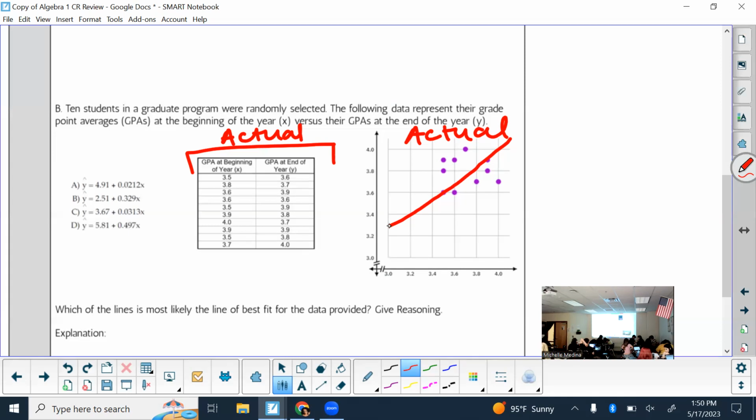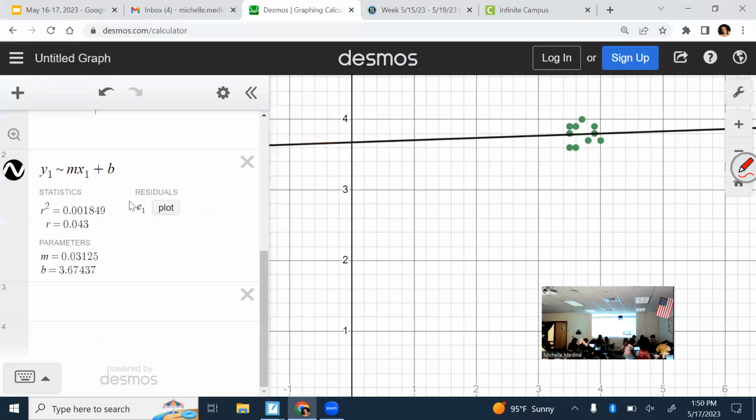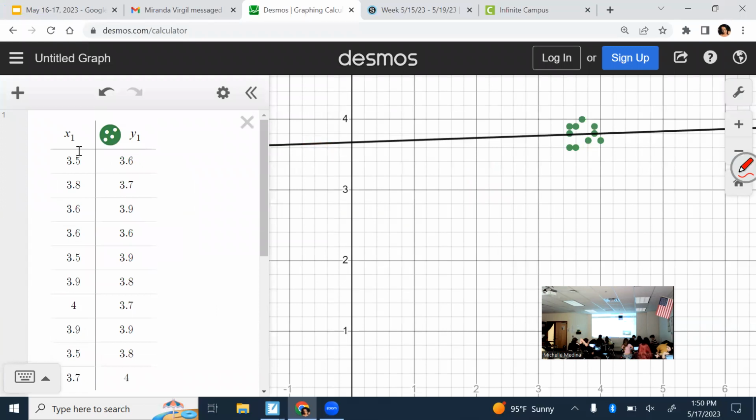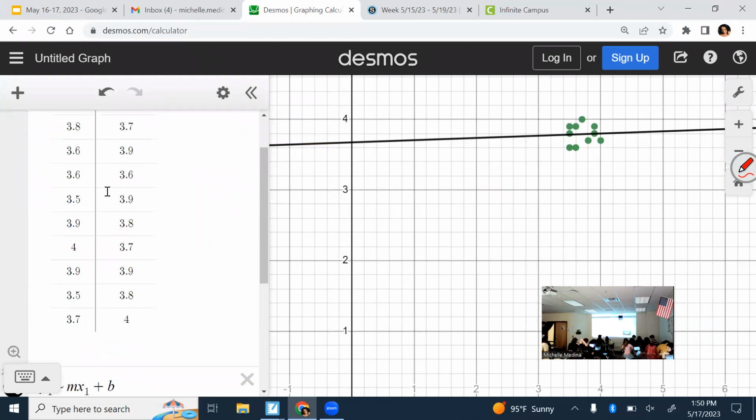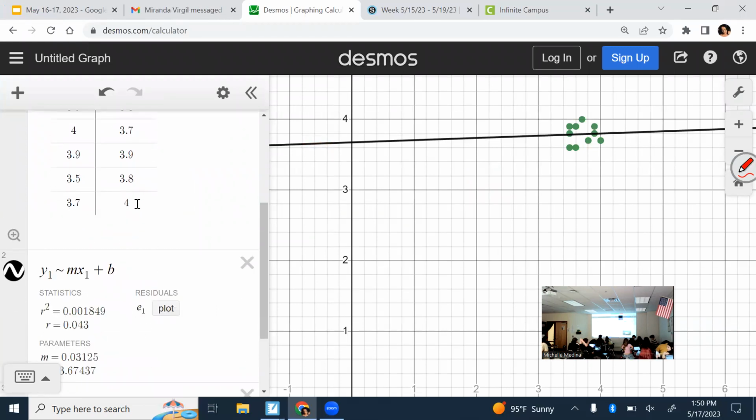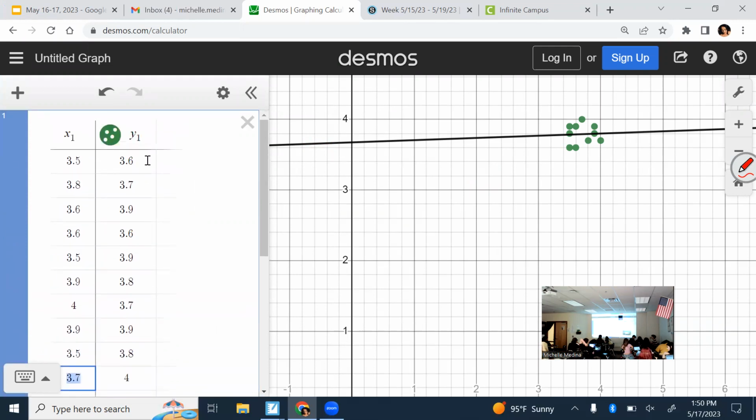Use Desmos. So here's how you do that. You put your table in. So I did it earlier, but you have to put all your values in. If you don't put in all your values, it literally changes every single time you add or remove a value. So you need to have them all there. I didn't waste time putting it in front of you, but here they are.